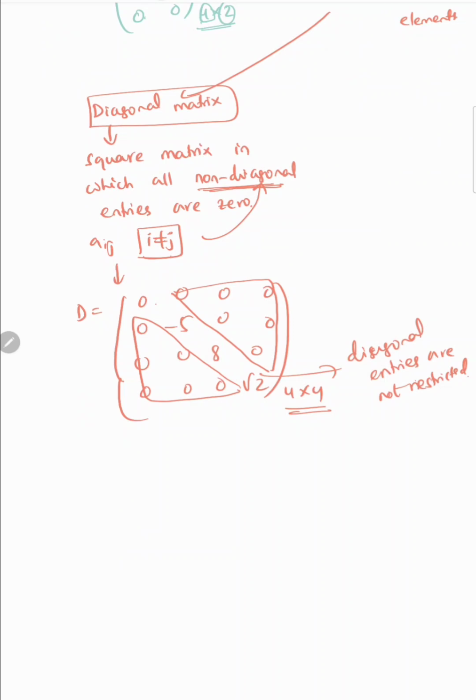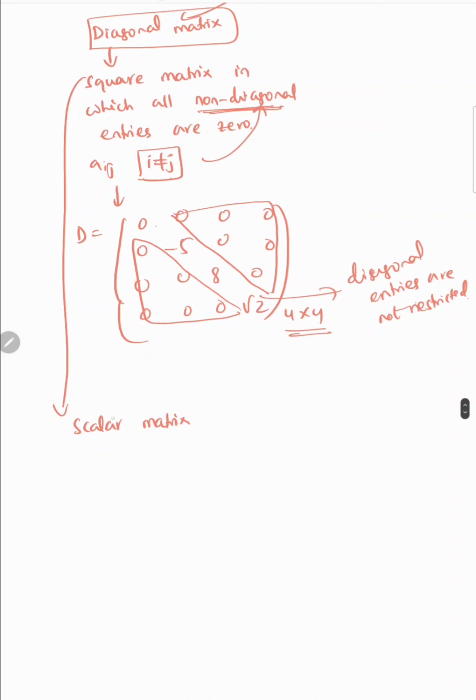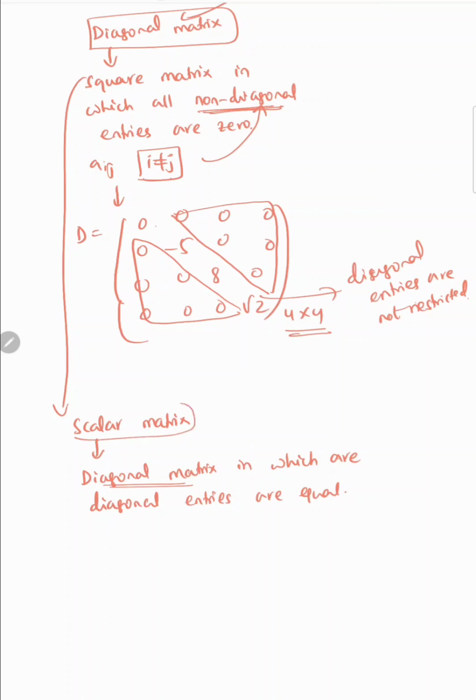In diagonal matrices, we also have some special cases. A special case of the diagonal matrix is the scalar matrix. For a matrix to be a scalar matrix, it should be a diagonal matrix in which all diagonal entries are equal. Diagonal matrix means it is a square matrix in which all non-diagonal entries are 0. For a diagonal matrix to be a scalar matrix, all diagonal entries must be equal.